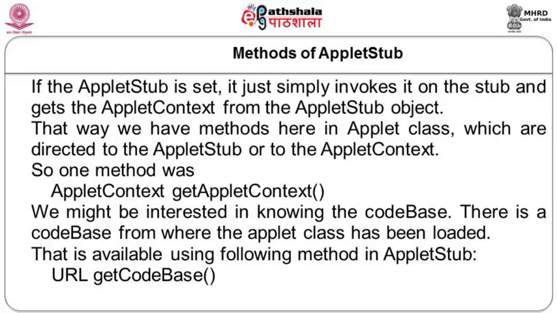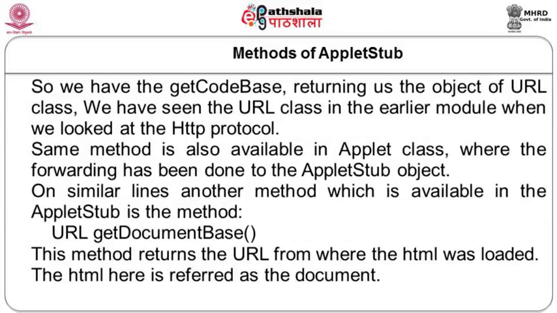Another method, yes, we might be interested in knowing the code base, from where the applet class has been loaded. That is available to us as a method called get code base. So we have the get code base returning us an object of the URL class. I think we have seen the URL class when we looked at the HTTP protocol. That URL class is what is returned by the get code base method in the applet stub. The same method is available in the applet class. The forwarding has been done here also.